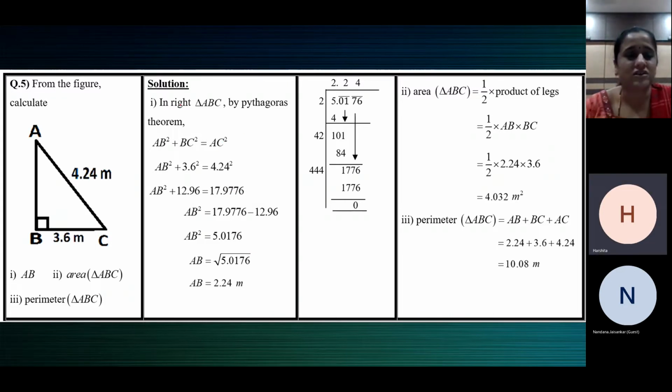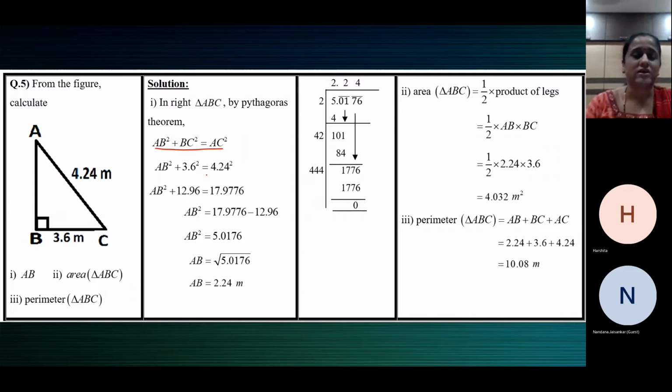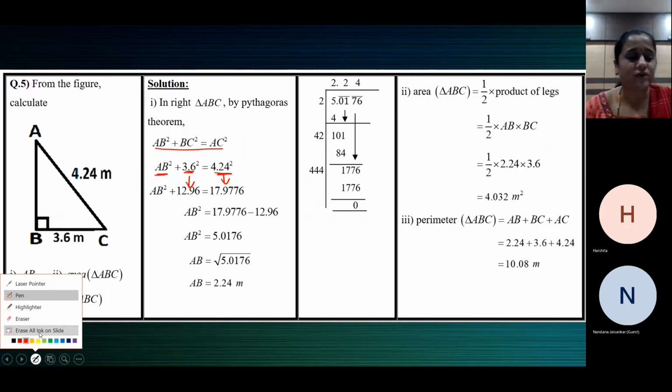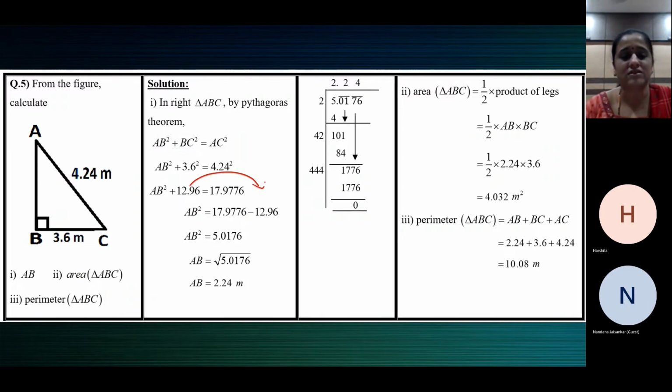See, children, this is how you have to present it. In right triangle ABC, by Pythagoras theorem, AB square plus BC square is equal to AC square. Then substitute. AB is what we have to find. BC square is 3.6 square and AC square is 4.24 squared. To find AB square, you have to transpose this to the other side.